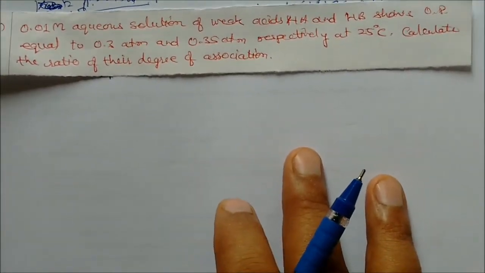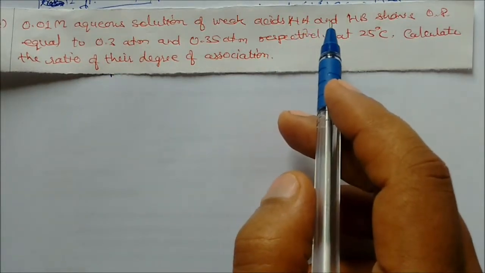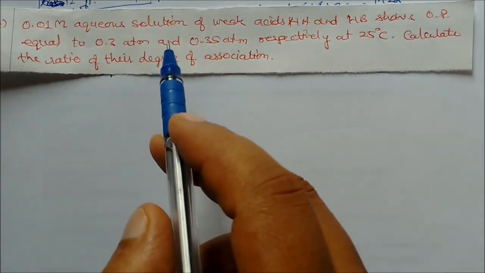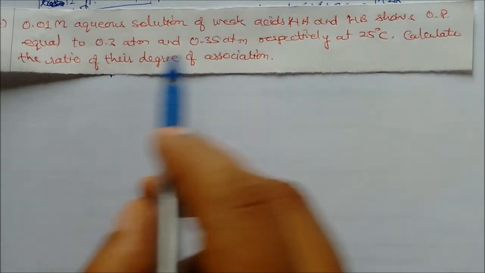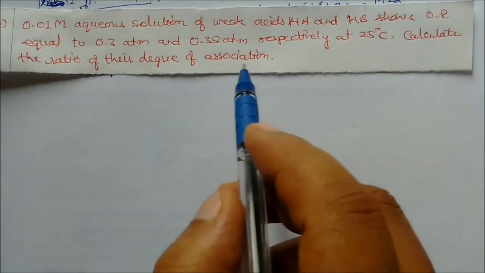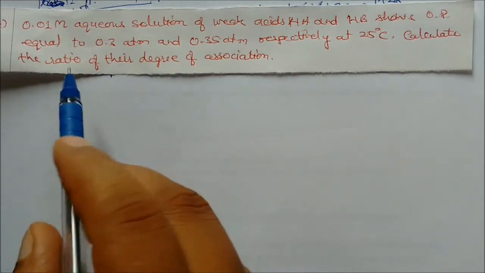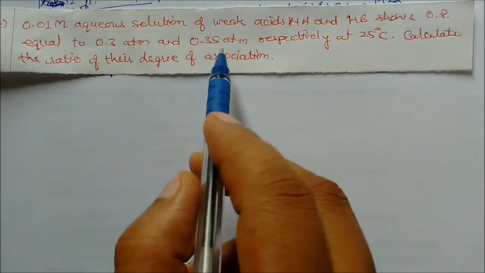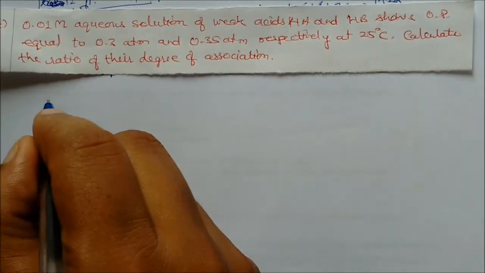A 0.1 molar aqueous solution of weak acids HA and HB shows osmotic pressures equal to 0.3 atmospheric pressure and 0.35 atmospheric pressure respectively at 25 degrees centigrade. Calculate the ratio of their degree of ionization. So here we have two cases: case 1 when we have 0.3 atmospheric pressure, and the second is 0.35 atmospheric pressure. We will take each case separately.